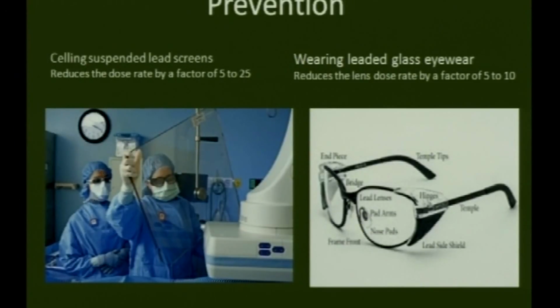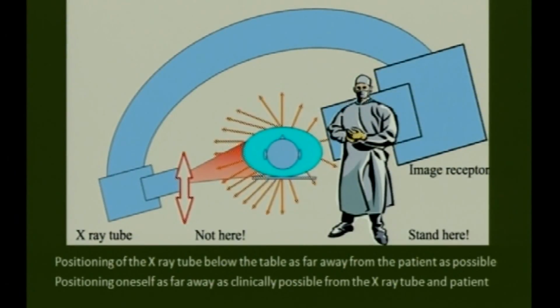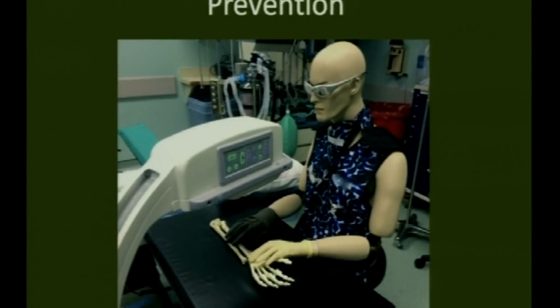So here, ceiling suspended lead protection, the glasses. I did mention under couch or over couch. If it's under, that's protected. You get more protection. And the further away you stand, the better you are. But the best protection is robots. We get robots now doing everything. Let them be exposed.